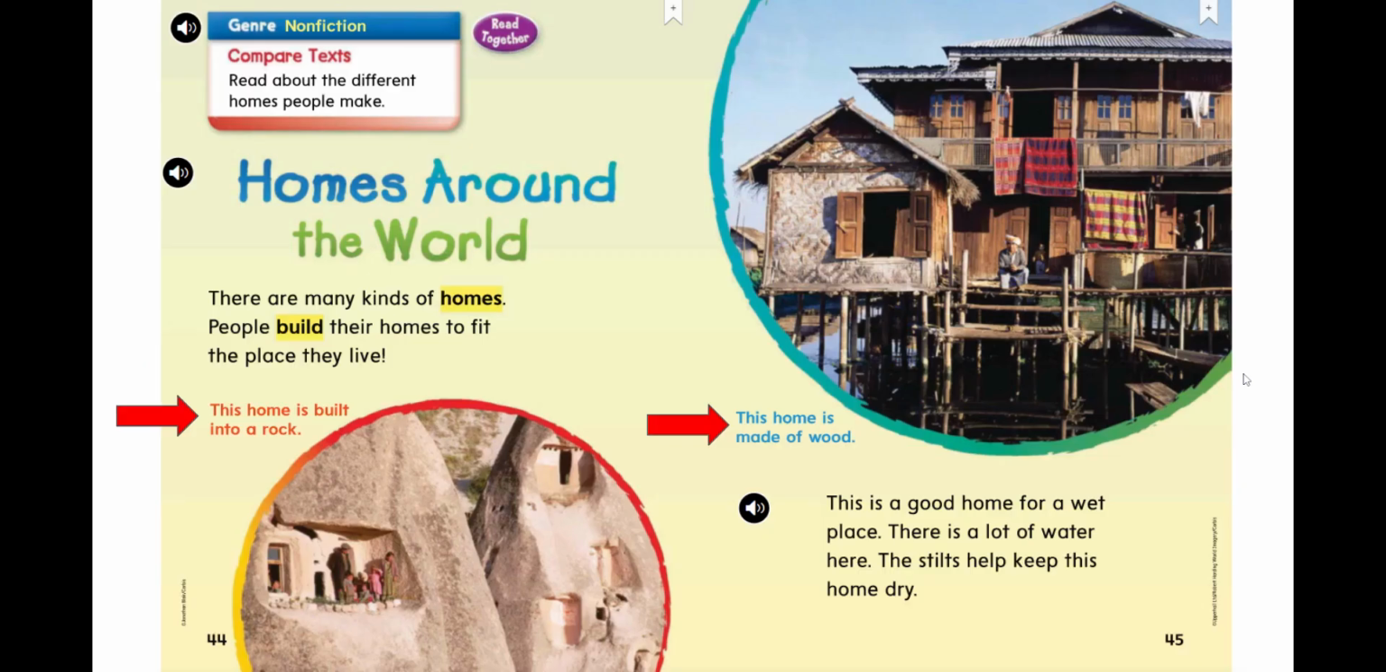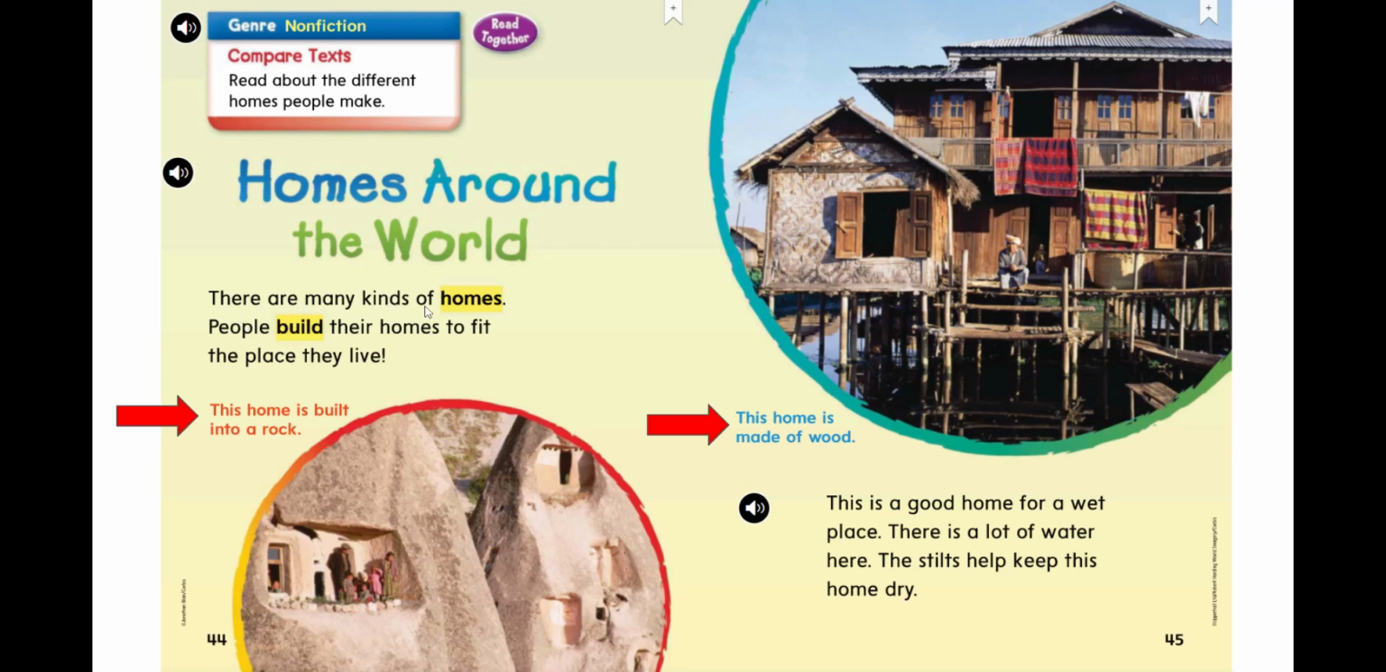Let me share with you our story. Now, this story is nonfiction. Can you take a look and tell me one way you know this is a nonfiction story? If you said it was because there are photographs, you are correct. I can see two photographs, which means somebody actually had to be here and take these pictures. Our story is called Homes Around the World. Read with me if you can.